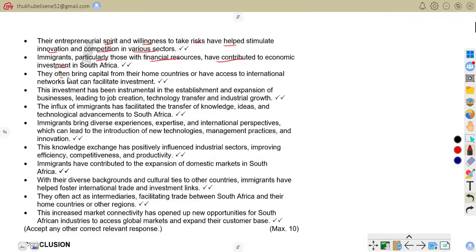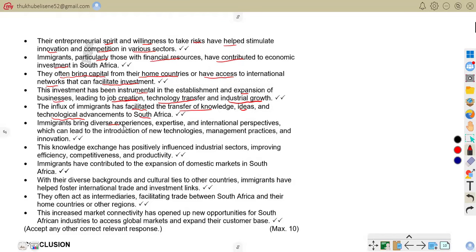They often bring capital from their home countries and have access to international networks that facilitate investment. This investment has been instrumental in the establishment and expansion of businesses, leading to job creation, technology transfer, and industrial growth. The influence of immigrants has facilitated the transfer of knowledge, ideas, and technological advances to South Africa. So they came and helped South Africans to be quick with knowledge and ideas.